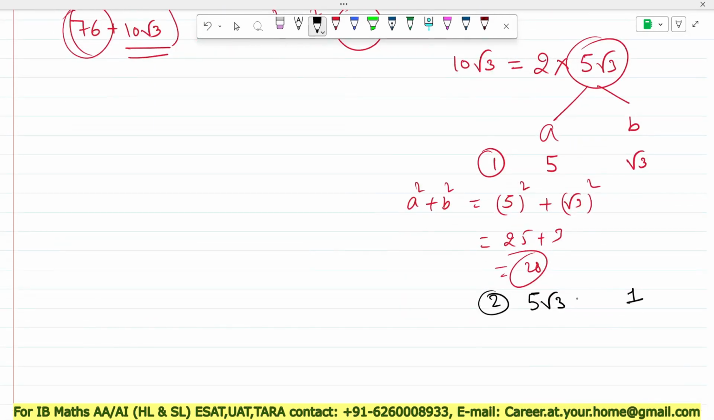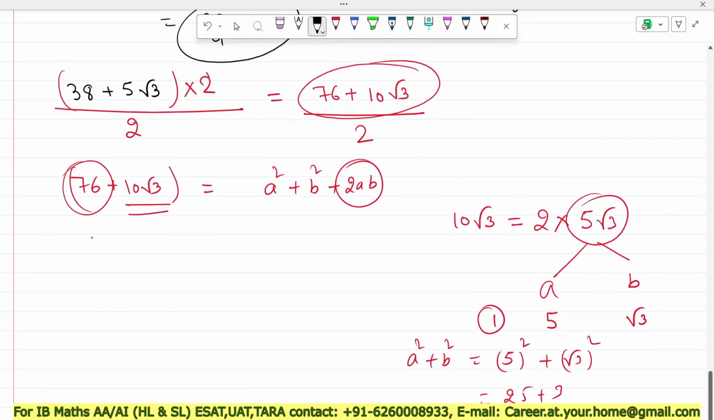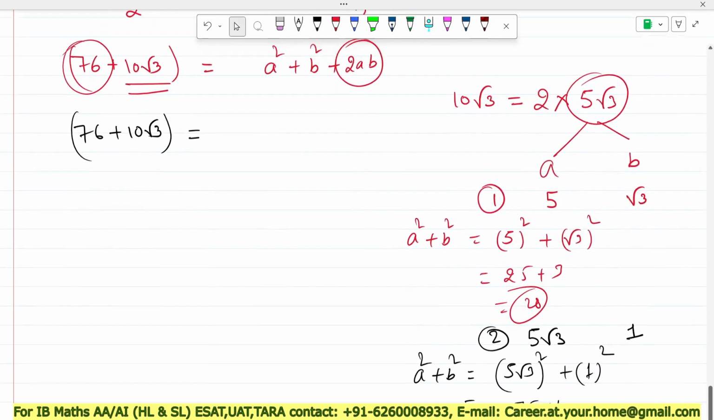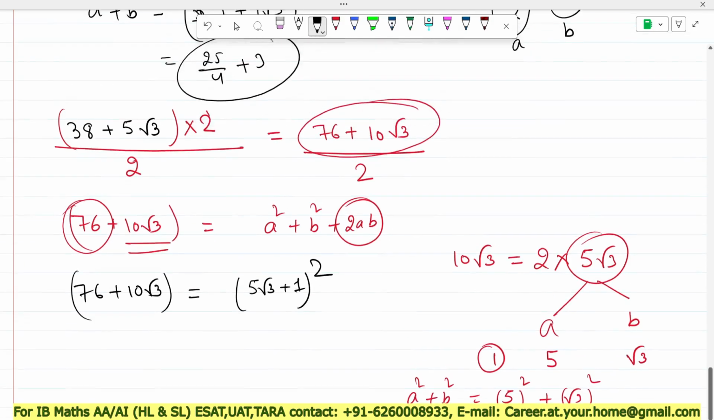So if you take 5 root 3 and 1, and then you check a square plus b square, will it work? 5 root 3 whole square plus 1 whole square. 5 square is 25, 25 into 3 is 75. So 75 plus 1 is 76. So this will work. It means that 76 plus 10 root 3 can be rewritten, with the factors 5 root 3 and 1, as (5 root 3 plus 1) whole square. Are you getting this?